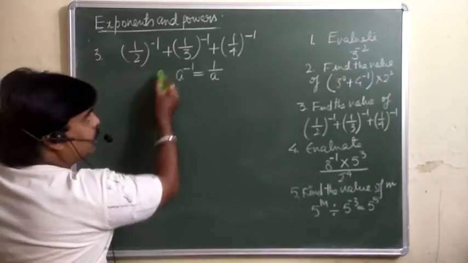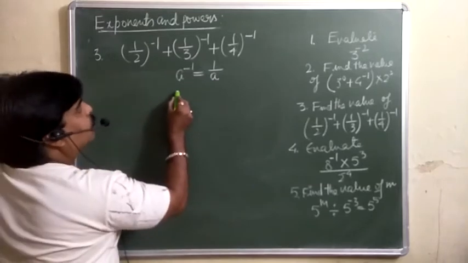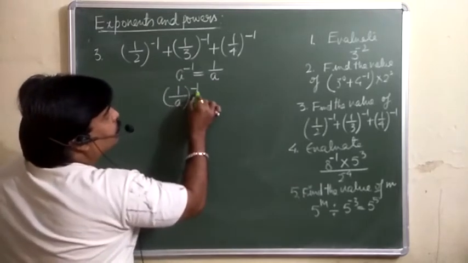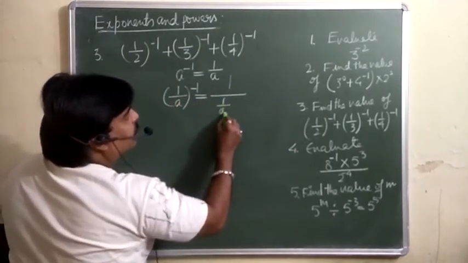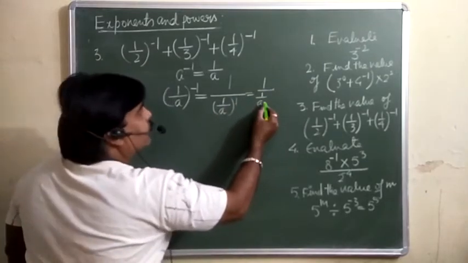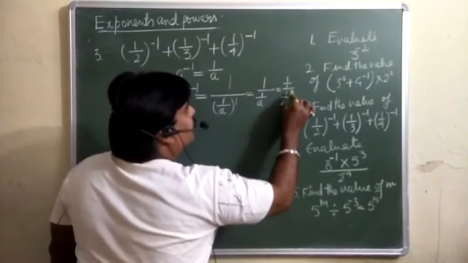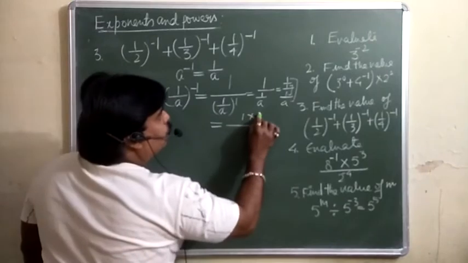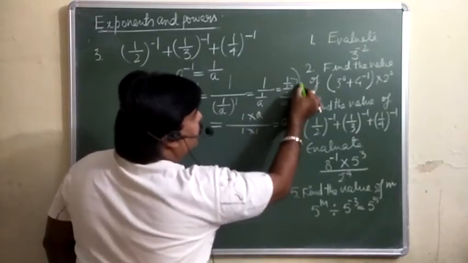But this is already given in the form of a fraction. Suppose it is already in fraction form, for example suppose 1 over a whole raised to power minus 1, then how do we write it? 1 over this one, 1 over a. So this is actually 1 over 1 over a. So these two will multiply, you will get 1 into a over 1 into 1. So what you are getting is a itself only.